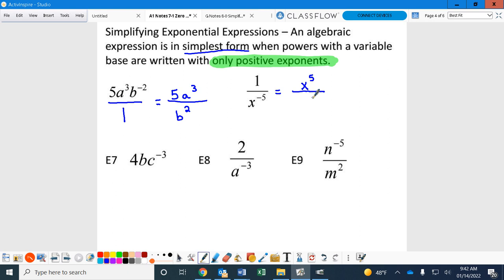And since I don't have anything on the bottom, what do I put there? 1. A placeholder of 1. Guys, it's always a placeholder of 1. When you don't have something, put a placeholder of 1. Now, do we leave any fractions where they have 1 on the bottom? Ever? No. So we would reduce it down and just make it x to the 5th.